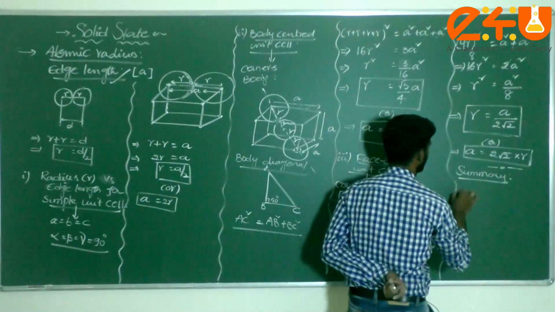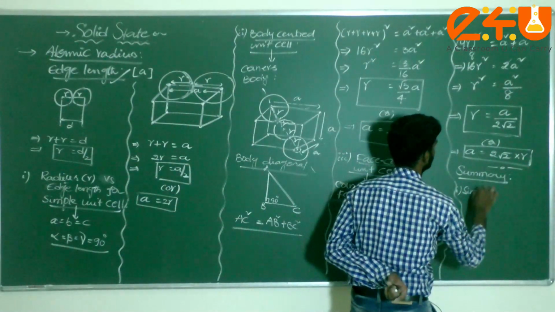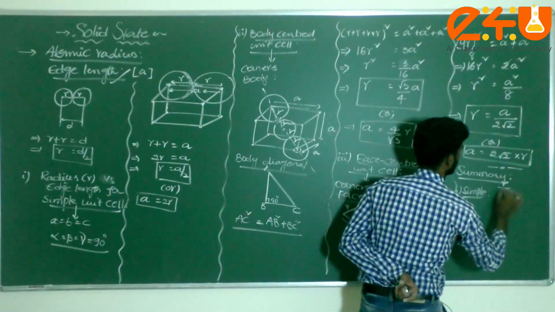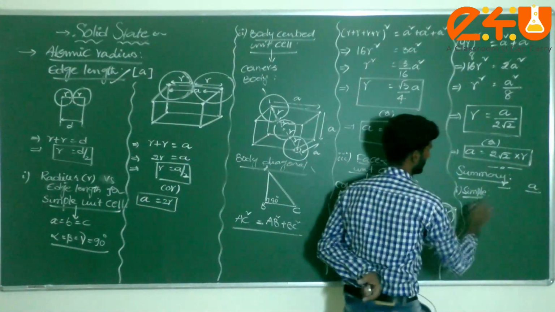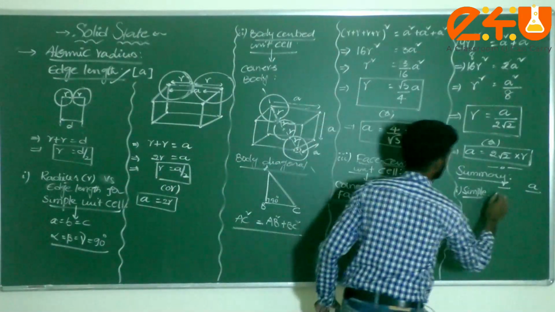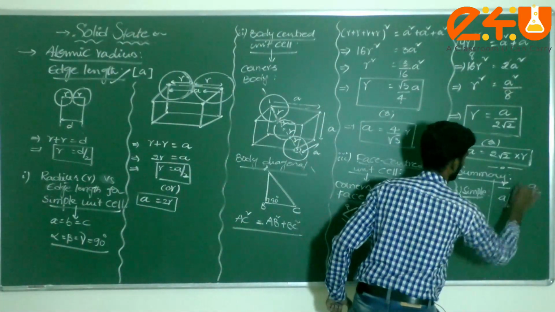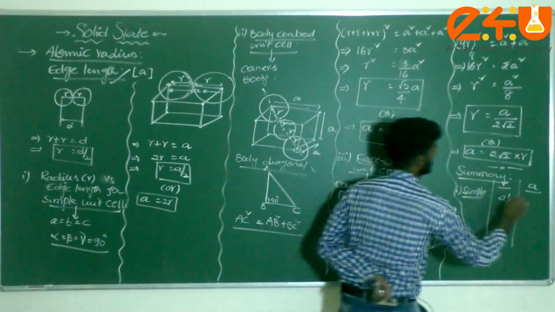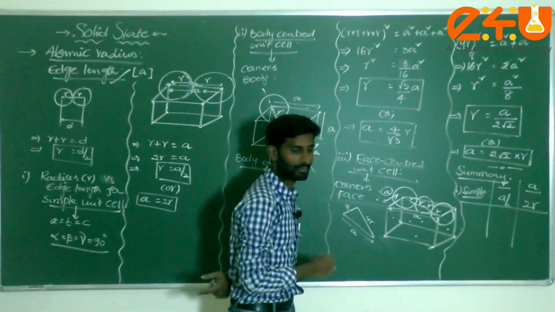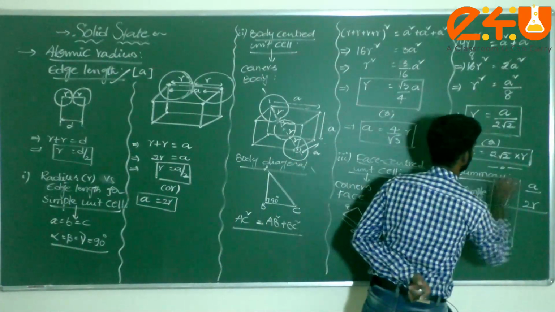First of all, what am I considering, dear student? Simple unit cell. For the simple unit cell, what am I taking here? Radius, and this is edge length a. What is the simple unit cell radius, dear student? r is equal to a by 2. Next, what is the edge length, dear student? 2r. This is 2 into r. Next one.